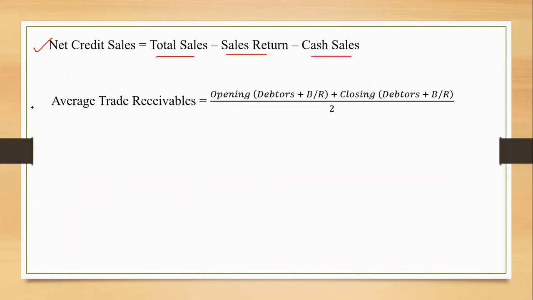Next is about the average trade receivables. Trade receivables means debtors and bills receivable, both the balances will be included. So the formula for average remains same, that is opening plus closing to be divided by 2. The formula remains same, but for trade receivables, only debtors will not do. If the question gives information related to debtors and bills receivable, both the amounts, we need to take both the amounts.